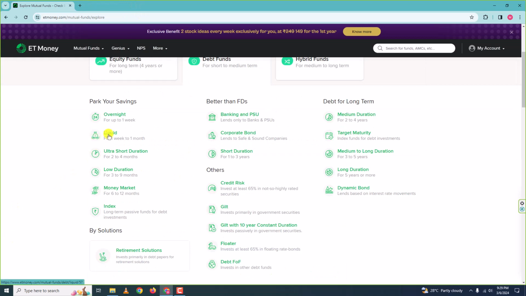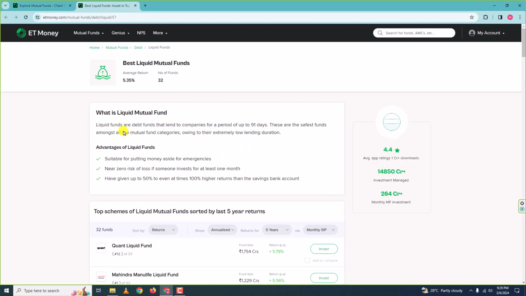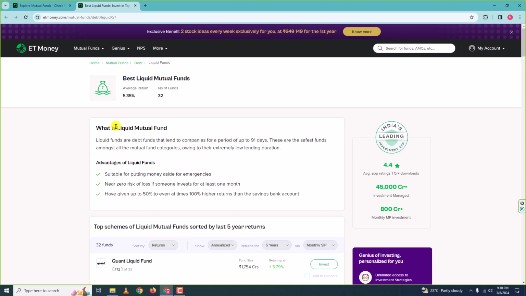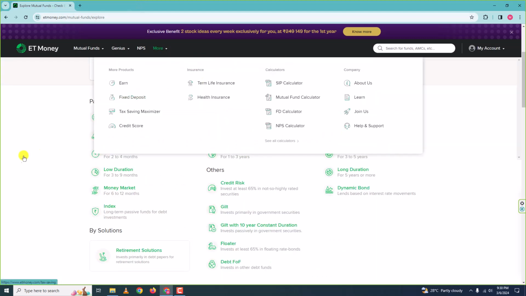Next we have liquid fund. Let me open it up. Liquid mutual funds are those funds which invest in bonds which would expire in 91 days. Okay, 91 days. Once it expires, they take the fund and shift it to the next bond which would expire in 91 days and they keep doing this.